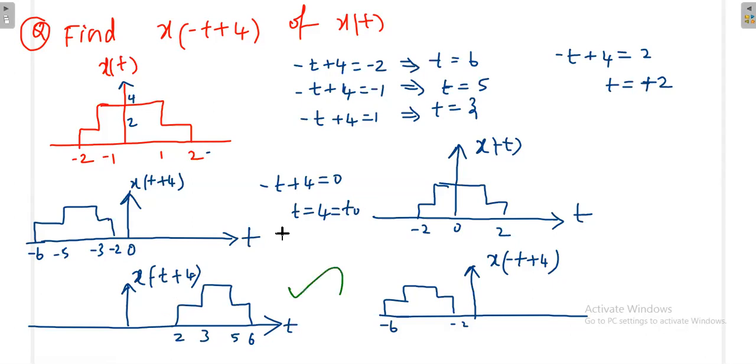Okay, so there are two ways to do this, but finally which one is correct? This one is correct because it is matching with our mathematical technique also. Then we'll see one more example, and then an extension of this one. Say they've given a question like this: minus t plus 4. I can also write this like this: if we take the minus outside, I can write x of minus t minus 4.